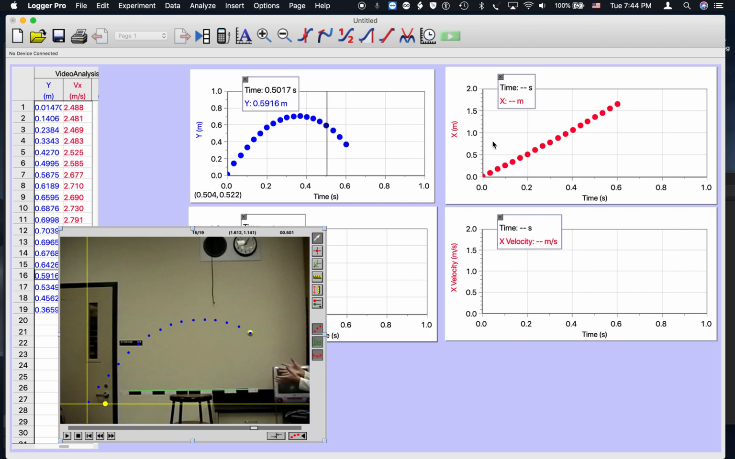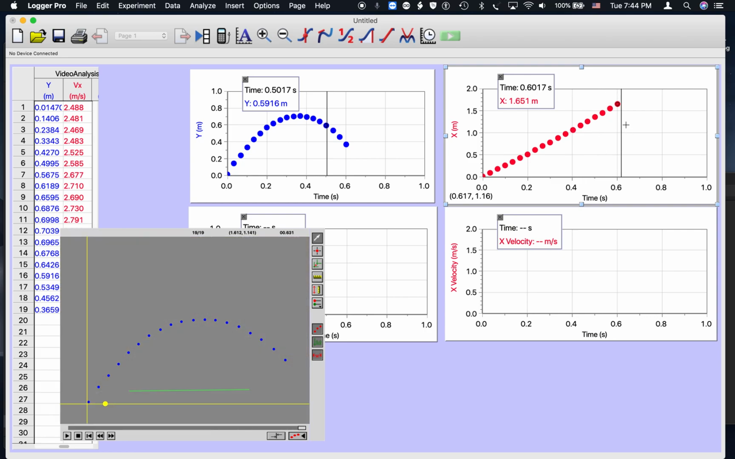But if you look at the other graph, you might be a little less clear on this graph. This shows how far the ball is left to right. And as time goes on, you'll notice what's happening is the ball is simply getting farther and farther to the right. And the graph shows that as a pretty darn straight line.